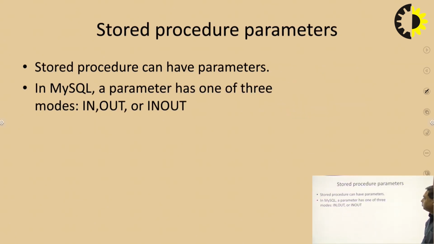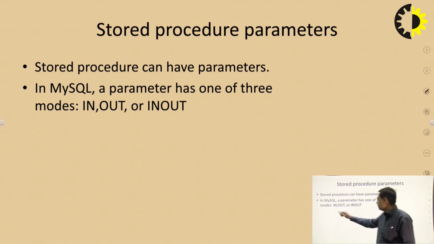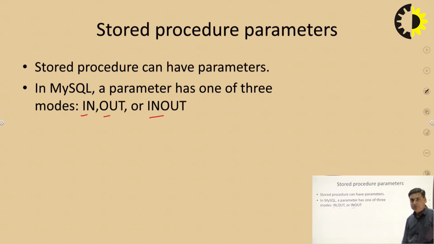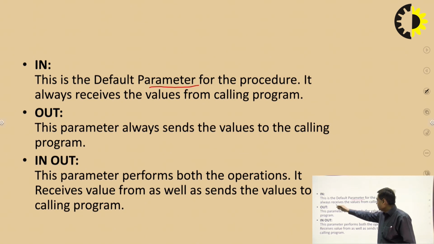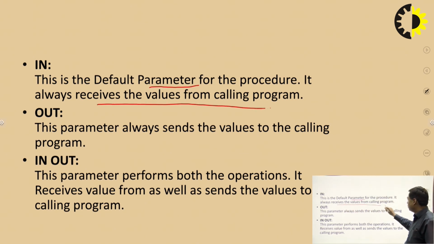Now, stored procedure parameters. We can also pass parameters to the stored procedure. There are three modes whenever we pass parameters to a stored procedure. The first mode is in, the second is out, and the third one is in out. Let's see what the differences are. In the in mode, which is the default parameter mode, the procedure receives the value from the calling program.